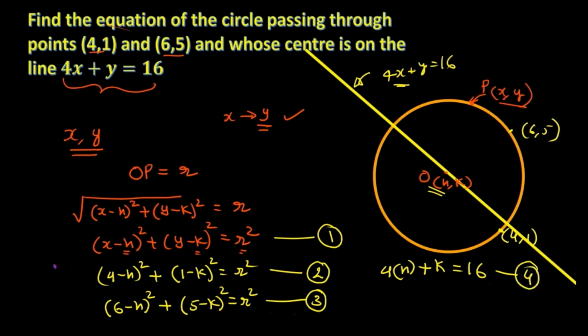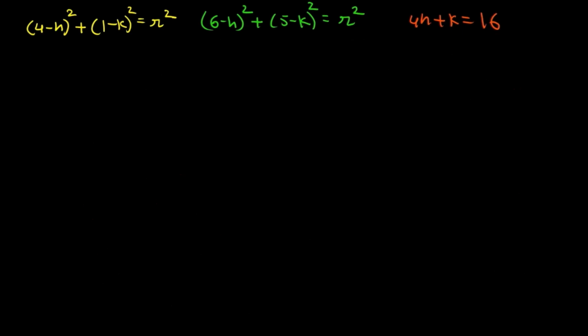So how many equations do we have? We have three equations here. How many unknowns do we have? h, k and r. Three equations, three unknowns. We can solve. Let's see how we solve this. Just observe it. These are the three equations we have.